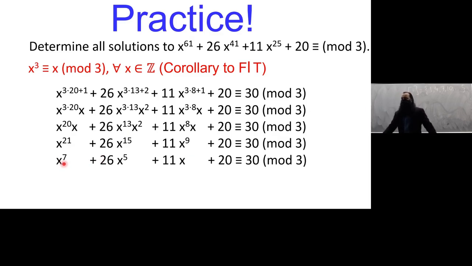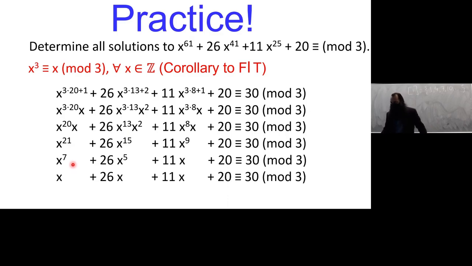Okay. Now x to the 7, that's x to the 6 times x to the 1. X to the 6 is x cubed to the 2. So that's x to the 2. Now x to the 2 times x, it's x cubed. Right? So this is just x cubed is congruent to x. X to the 5, that's x to the 3 times x to the 2. X to the 3 is x. X times x to the 2 is x cubed. X cubed is x. Right?